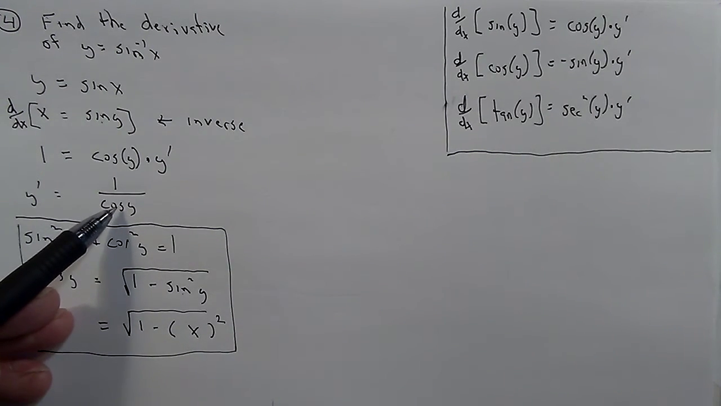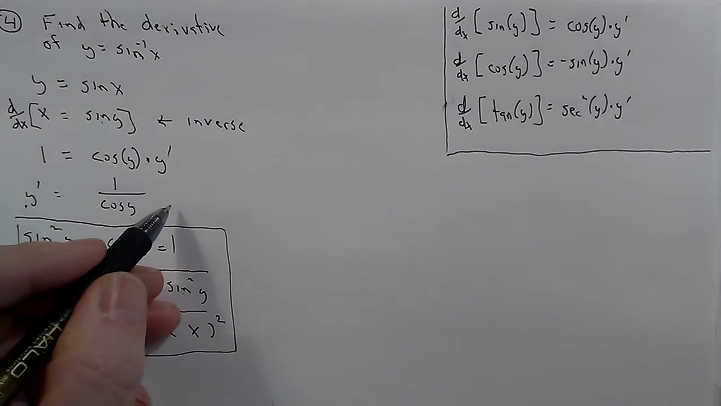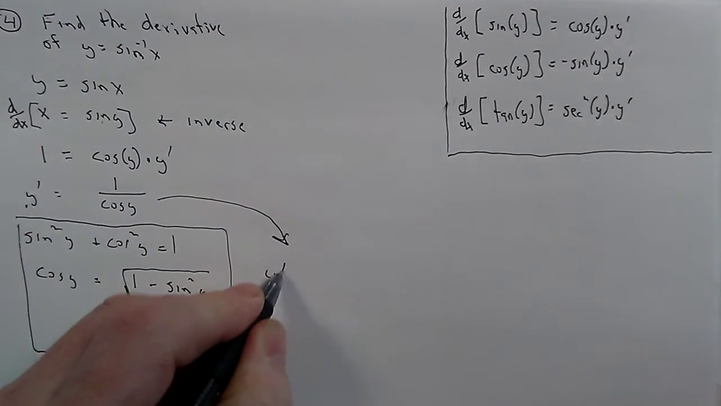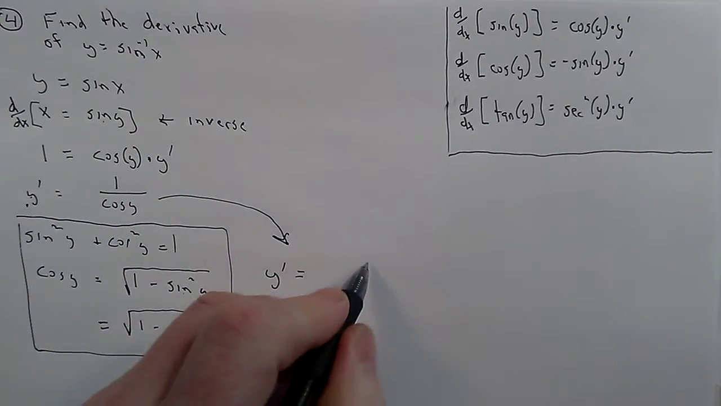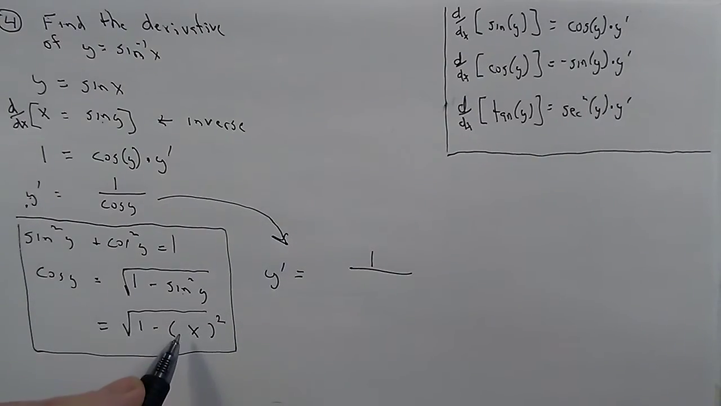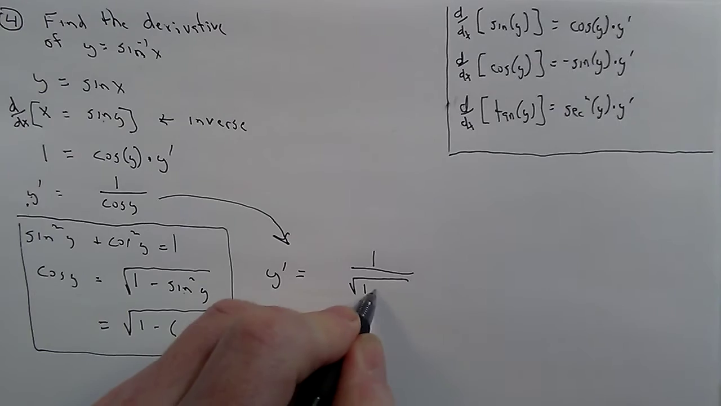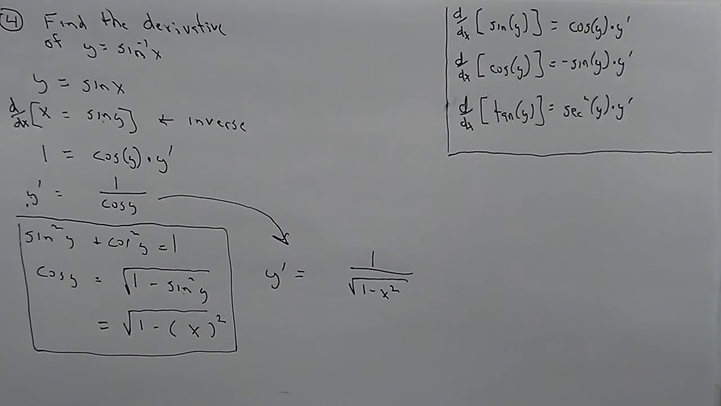My derivative has that in it. So, I draw an arrow from here. Y prime equals 1 over the cosine of y, which is this guy, the square root of 1 minus x squared. Cool.